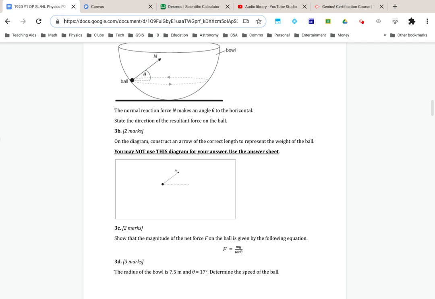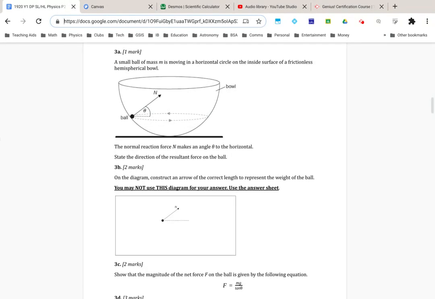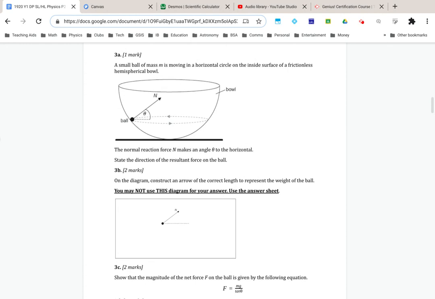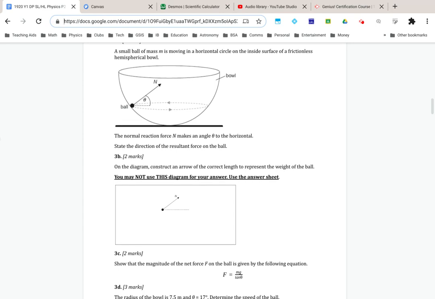This is question number 3 from paper 2 of the 2020 final exam. It's a topic 6 question. We have a small ball rolling around inside of a frictionless bowl. And here's the setup. It says the normal reaction force N makes an angle of theta to the horizontal. State the direction of the resultant force on the ball. And this is all shown in this diagram.